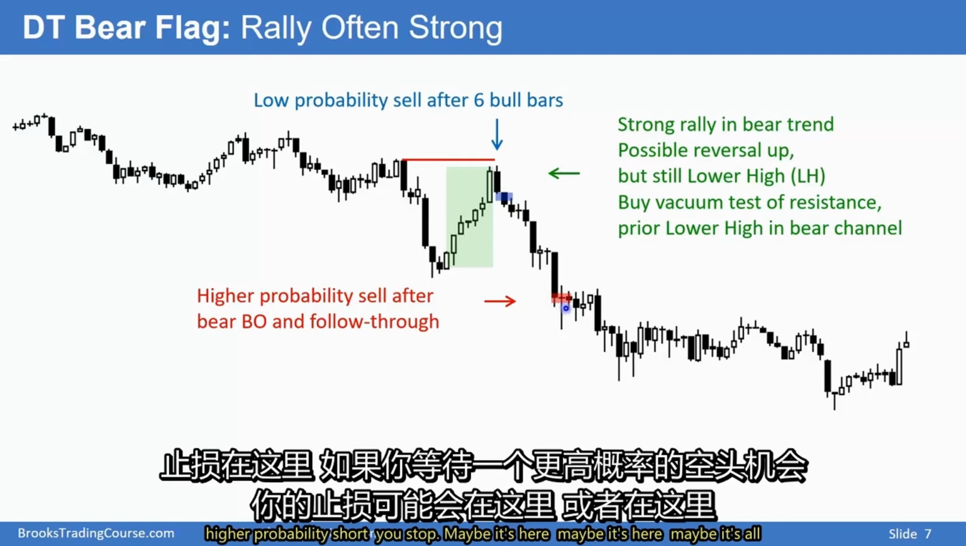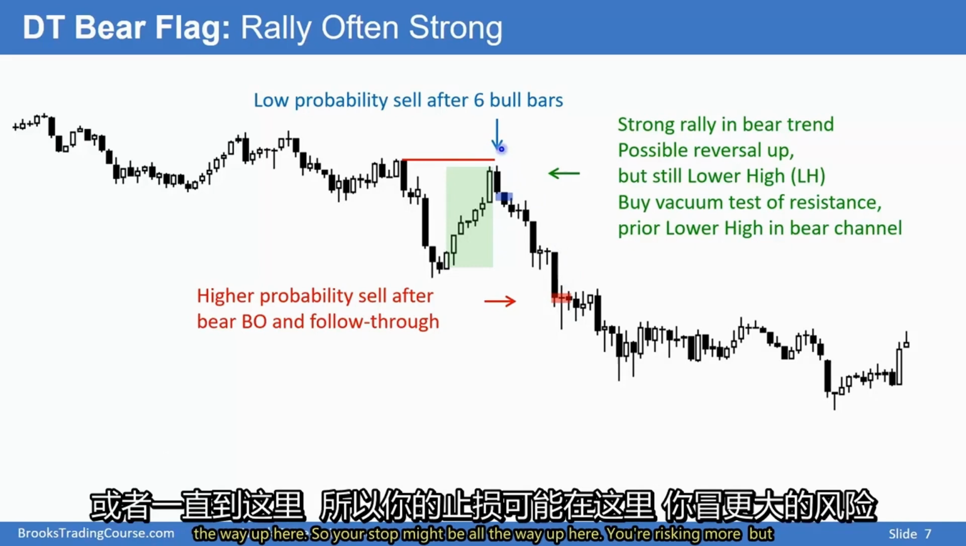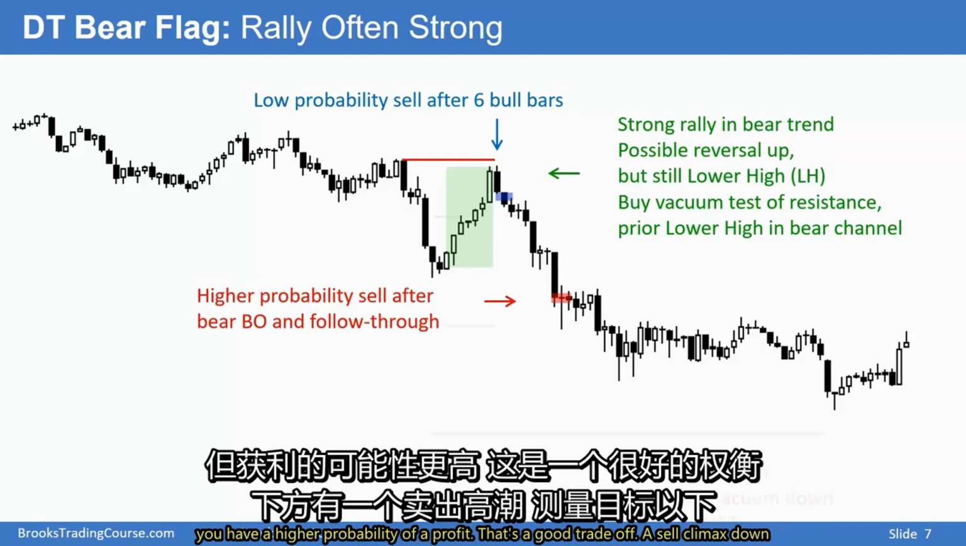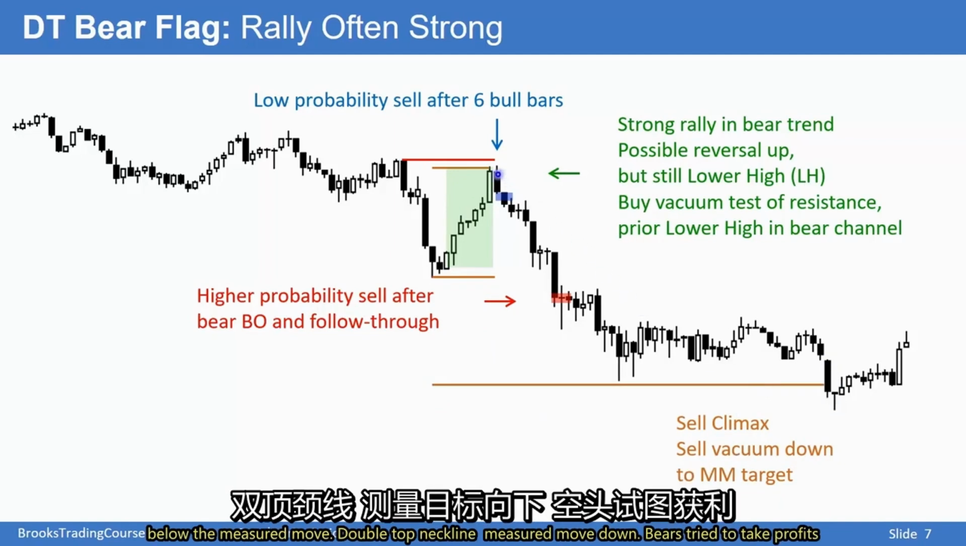If you wait for a much higher probability short, your stop might be here, maybe here, maybe all the way up here. You're risking more, but you have a higher probability of a profit. That's a good trade-off. A sell climax down below the measured move.